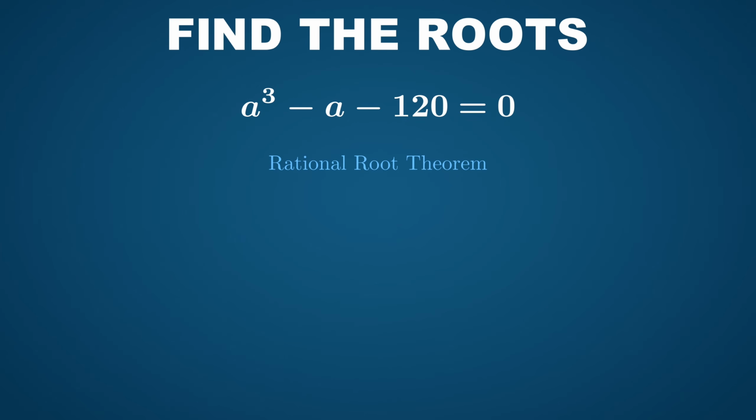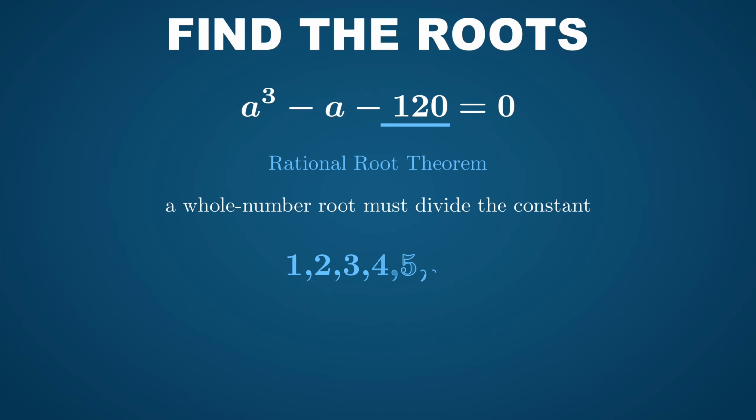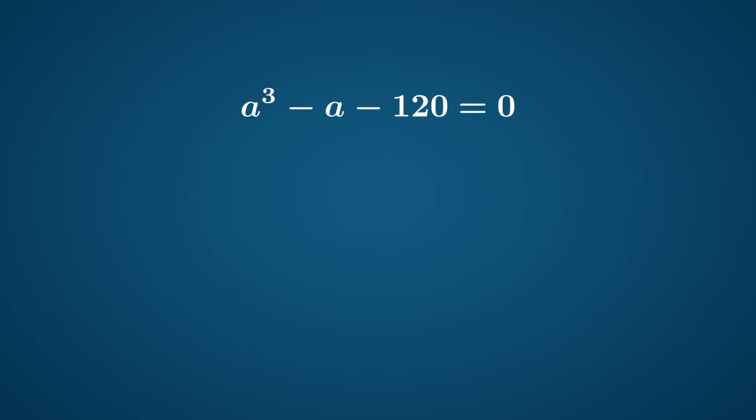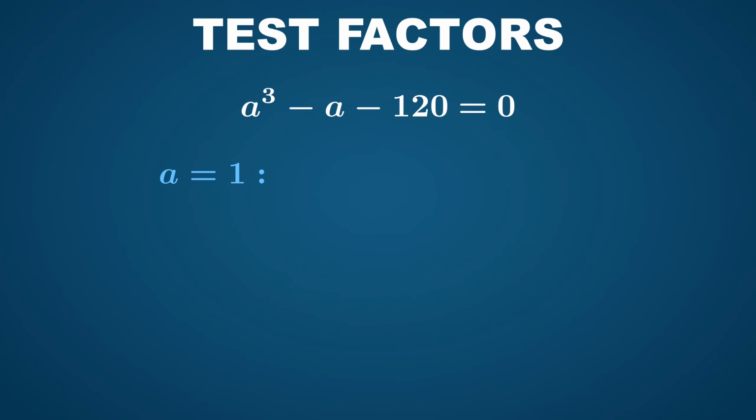We can use the Rational Root Theorem to test possible values. This theorem says we look at the factors of the constant term. Our constant term is the negative 120 at the end. We will test positive integer factors of 120. Let us start by testing the simplest value, which is positive 1.